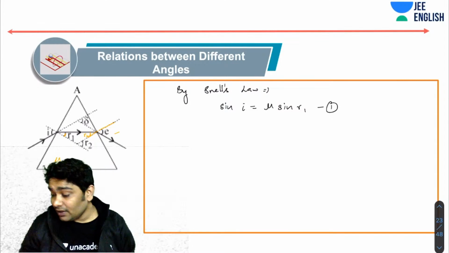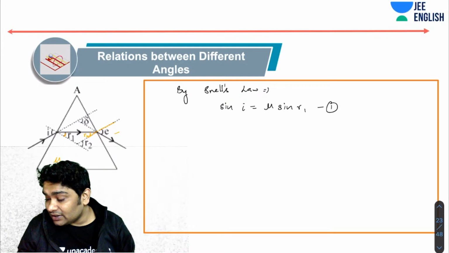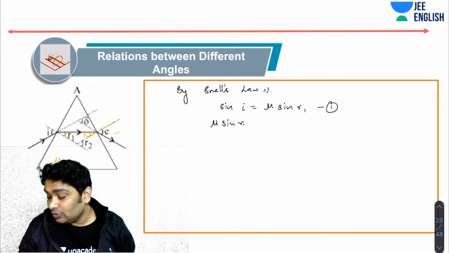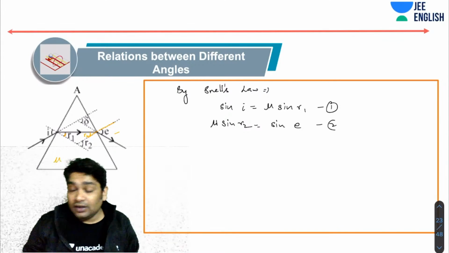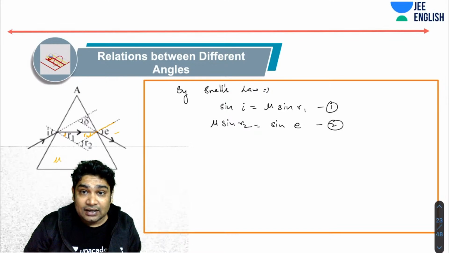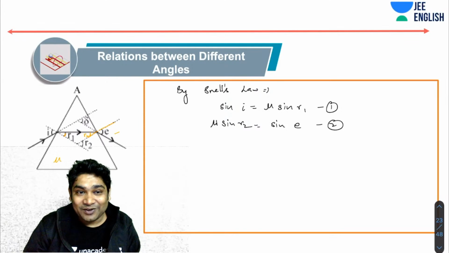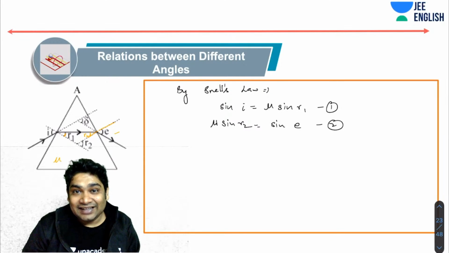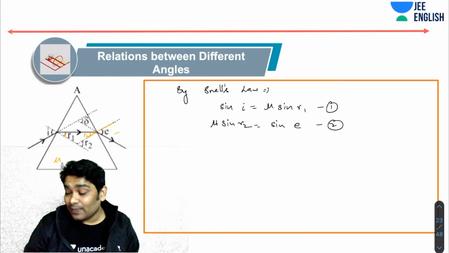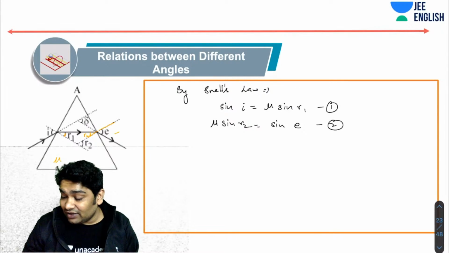Also I can say that sine R2 times mu would be equal to sine E. So this will be the relation between R2 and the angle of emergence.